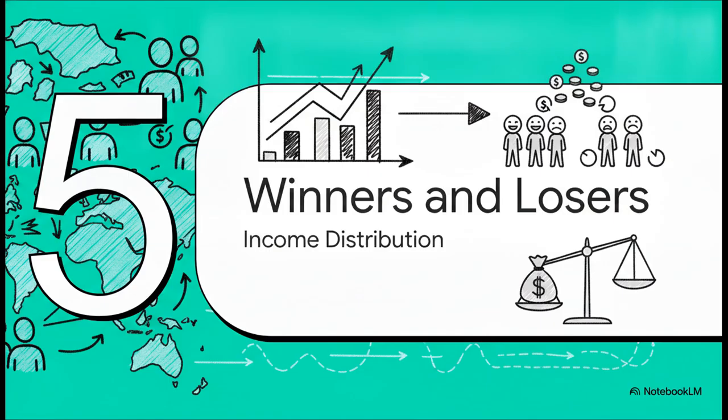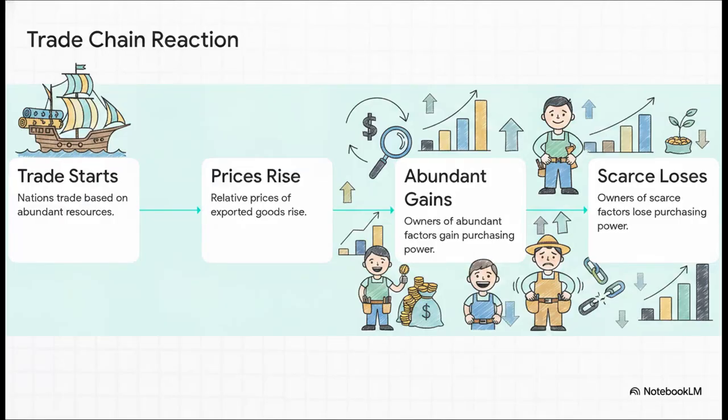Part 5. Winners and Losers. But hey, what about that last limitation of Ricardo's theory? What about the actual human impact? Well, the modern theory shows us this fascinating internal chain reaction of international business. Step 1. Nations begin trading based on their abundant resources. Step 2. Because the home country is now exporting its cloth everywhere, the relative price of cloth rises domestically.